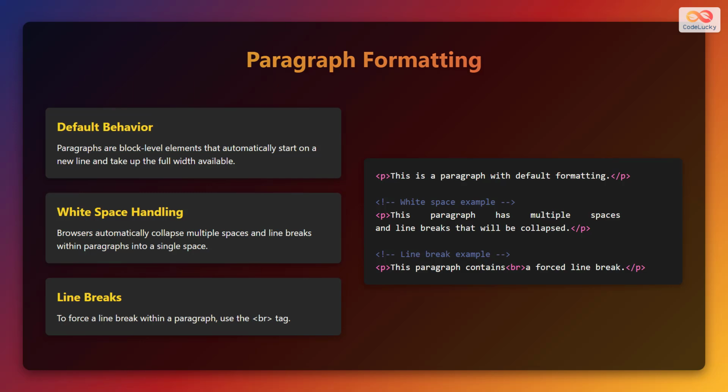Now let's look at the code. Here, the first line says, <p> This is a paragraph with default formatting. Then we close the tag using </p>. The next line is a comment. <!-- white space example -->. The next line says, <p> This paragraph has multiple spaces and line breaks that will be collapsed.